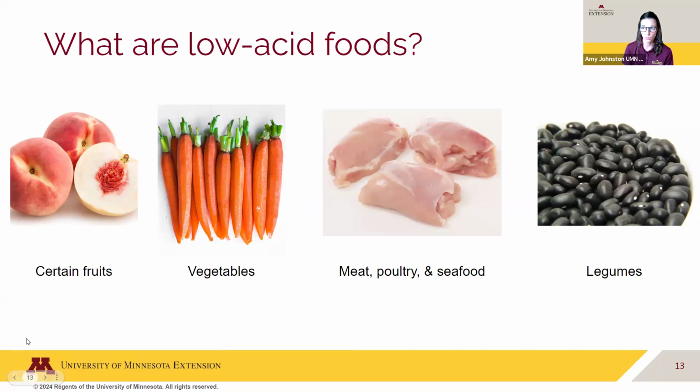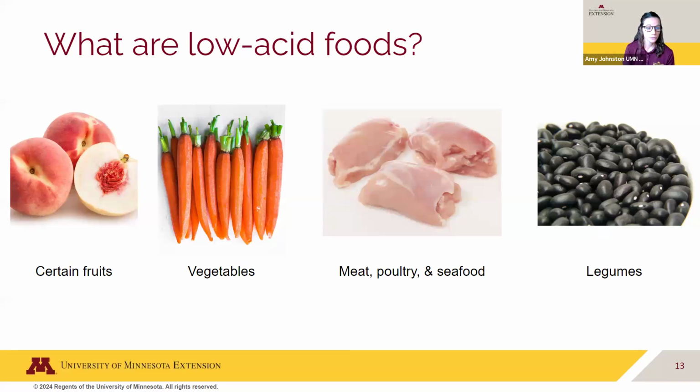So what are low acid foods? Low acid foods are the foods that have a pH of greater than 4.6, and they are in a few different categories. Certain fruits are low acid. You can see on the screen, there's an image of white flesh peaches. Those are low acid. Their relative, the yellow flesh peach, is acidic. So it's important to understand that there can be differences between the types of similar fruits.